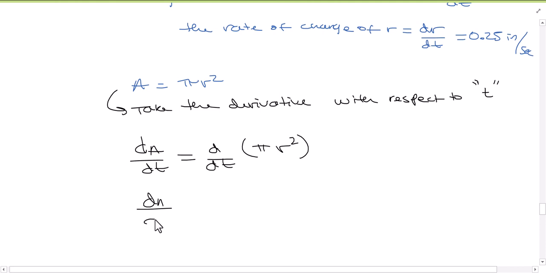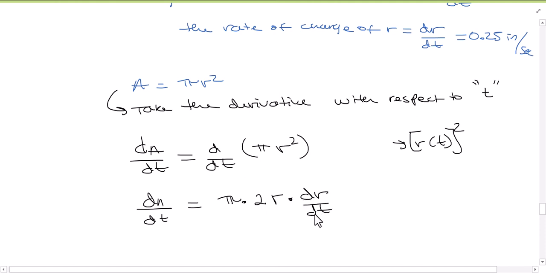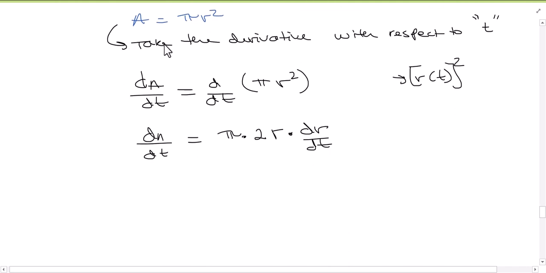So it'll be dA/dt is equal to pi times the derivative with respect to t of r squared. Now remember, r is a function of t, so it's kind of like if I have r of t squared. So this will be 2r times dr/dt by the chain rule. And so this will be our derivative.